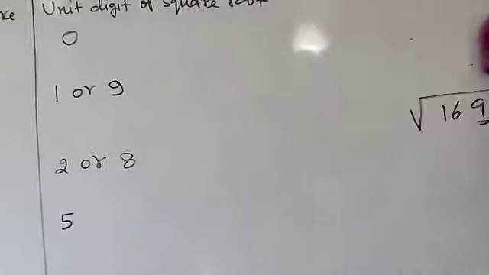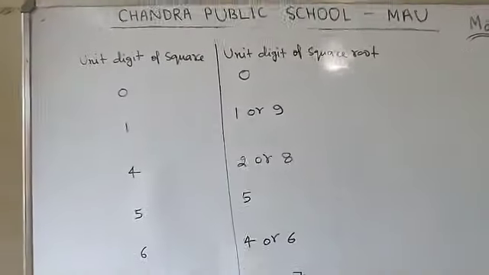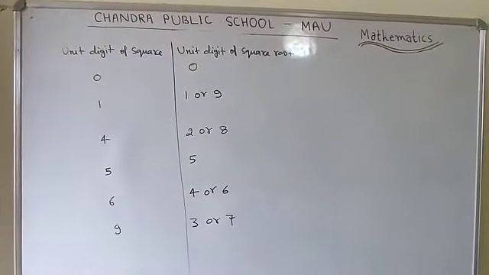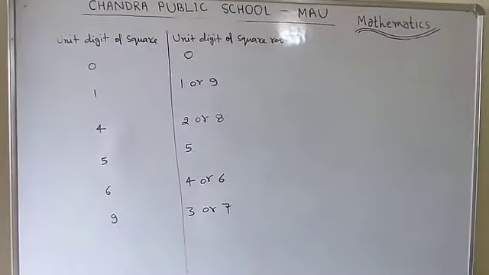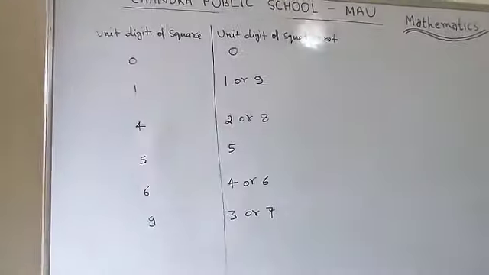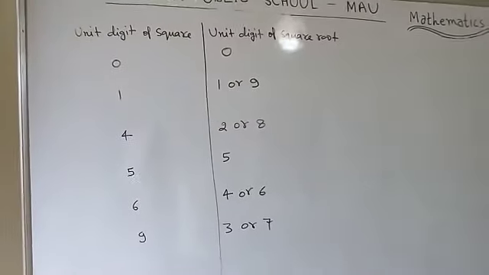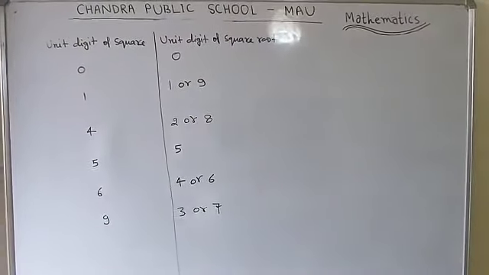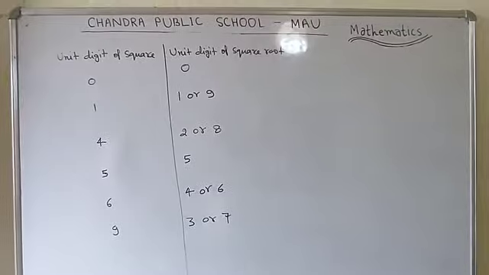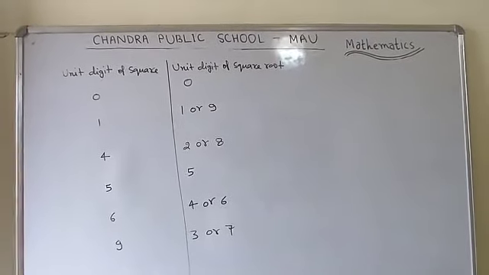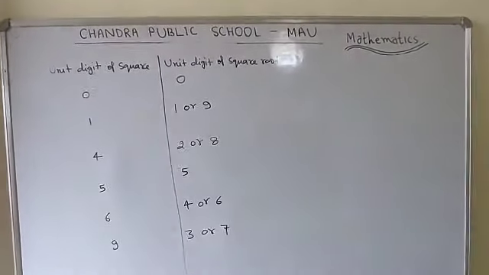The reason is that in the exercise, you will get a question where you need to find the unit digit of the square root of that number. So for that you need to learn that table. So write it, and after that you will be able to solve the question. Students, in the next video I will discuss a certain method by which you can find the square root of a number.